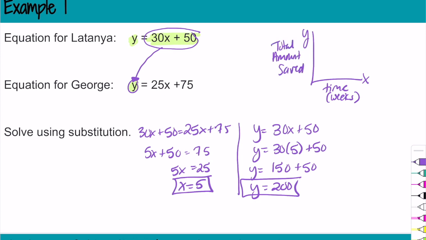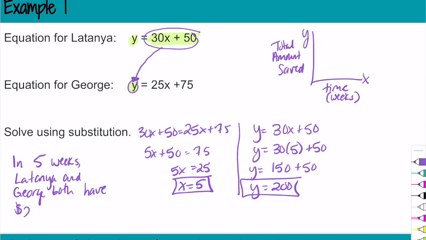Then if I think about my solution, X is 5 and Y is 200, X is the time in weeks, so that would be 5 weeks. So in 5 weeks, Latanya and George both have, if we look at Y, that's the total amount saved, which is 200 here. So they both have $200 saved.